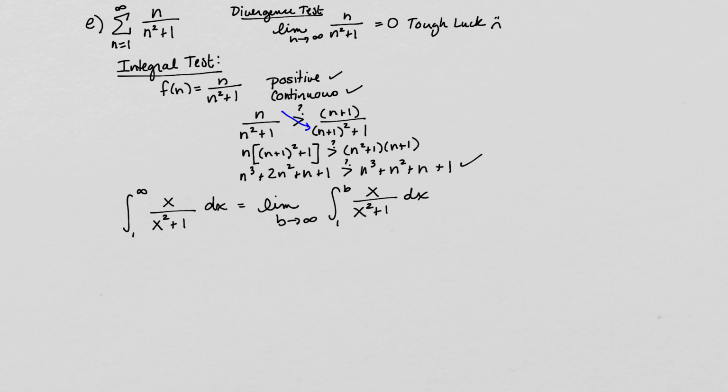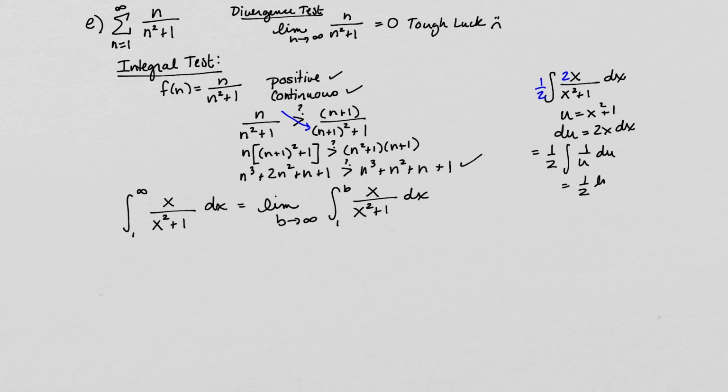Yeah, u sub. So I'm going to come over here on the side and do it. If I have x over x squared plus 1 dx, u is going to be x squared plus 1. du is going to be 2x dx. So I need a 2 in here and a 1/2 out here. So we're going to get 1/2 the integral of 1 over u du, or 1/2 the natural log absolute value of u, or 1/2 the natural log absolute value of x squared plus 1.